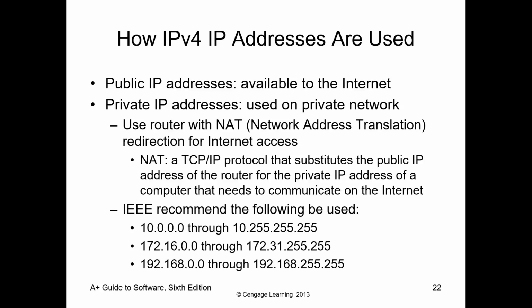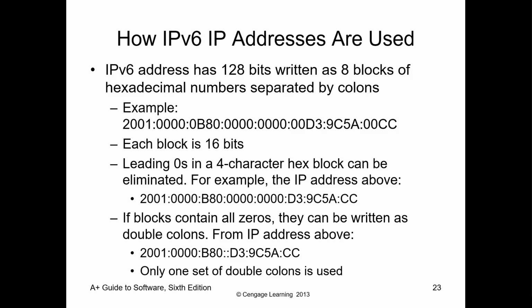Now let's go ahead and talk about IPv6 addresses. Here they're broken up in 8 blocks of hexadecimals that are separated by colons. Each block consists of 4 hexadecimal numbers. Leading zeros in a 4-character number can be eliminated.